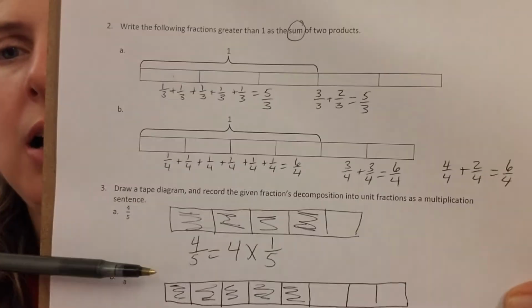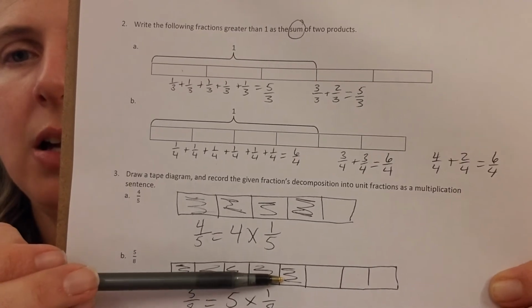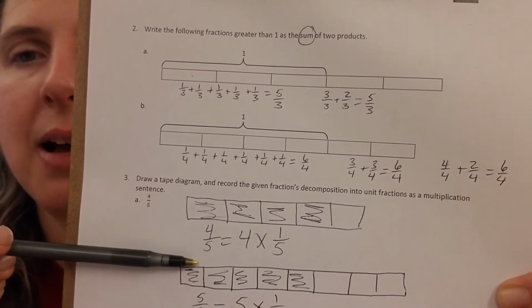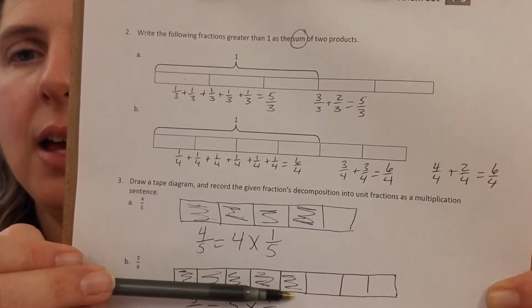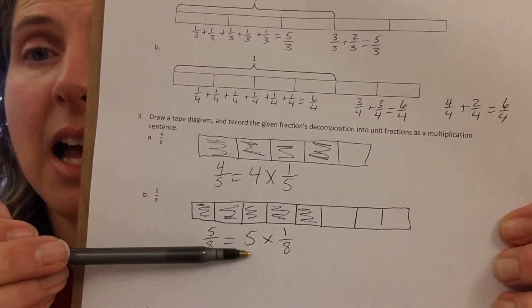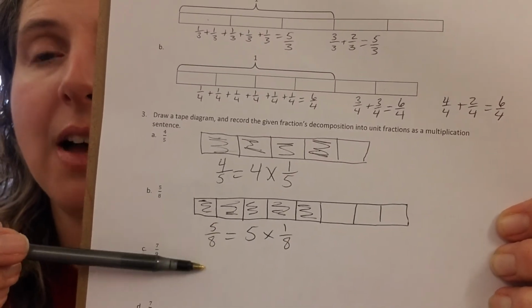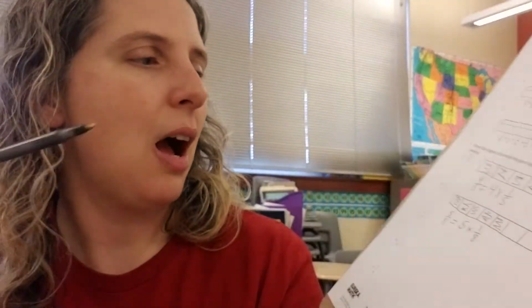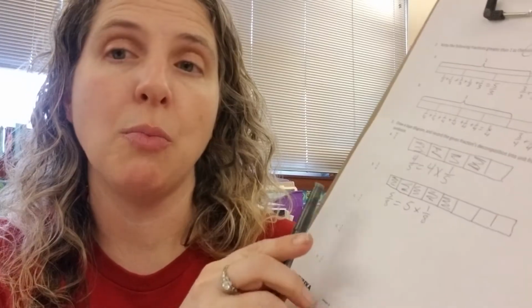All right, how did you and your partner do? Did you draw 8 boxes across and shade in 5 of them? We know that each one of these boxes is 1/8, 1/8, 1/8, 1/8, 1/8. How many do I have? 5 of them. So 5 times 1/8 equals 5/8. Great. All right, do letter C by yourself. You're going to pause, do letter C on your own, and then let's play the video and check it before we go on to D and E.